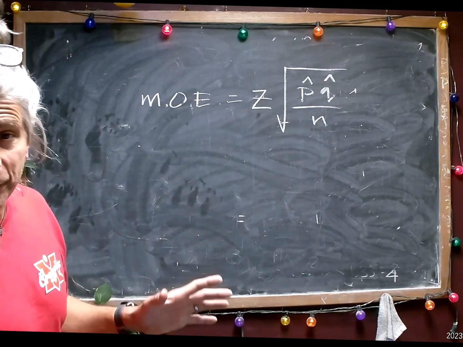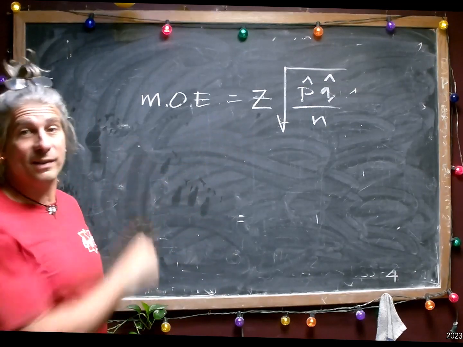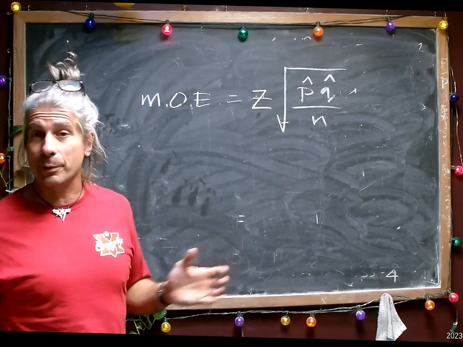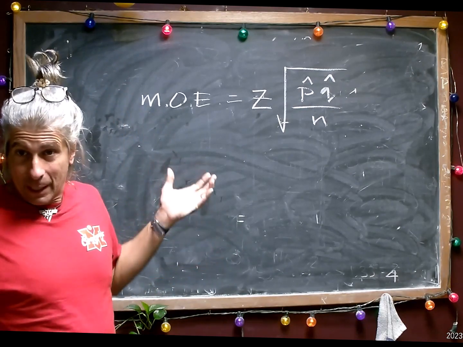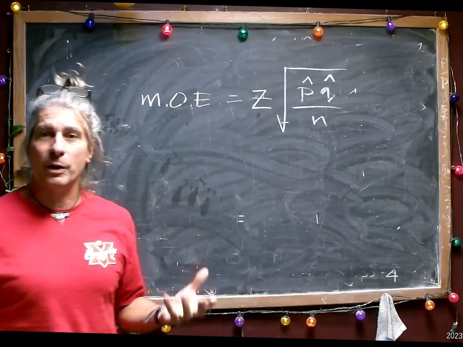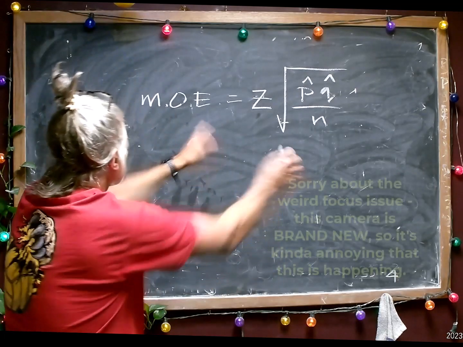The big part of this video is going to be getting that n by itself on one side, because right now the formula is solved for margin of error. You could solve this formula for any of the variables, but there's no reason to, except for the sample size, because this is a question that I'm often asked. How big a sample do I need? So let's do it.